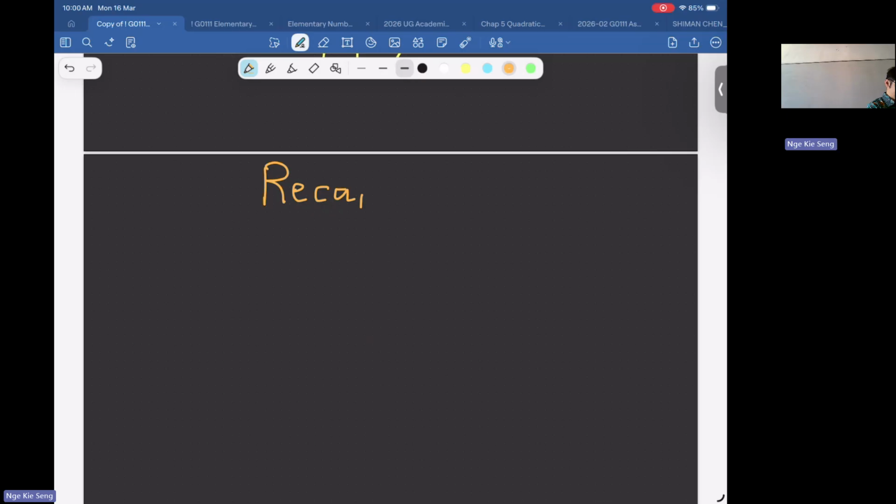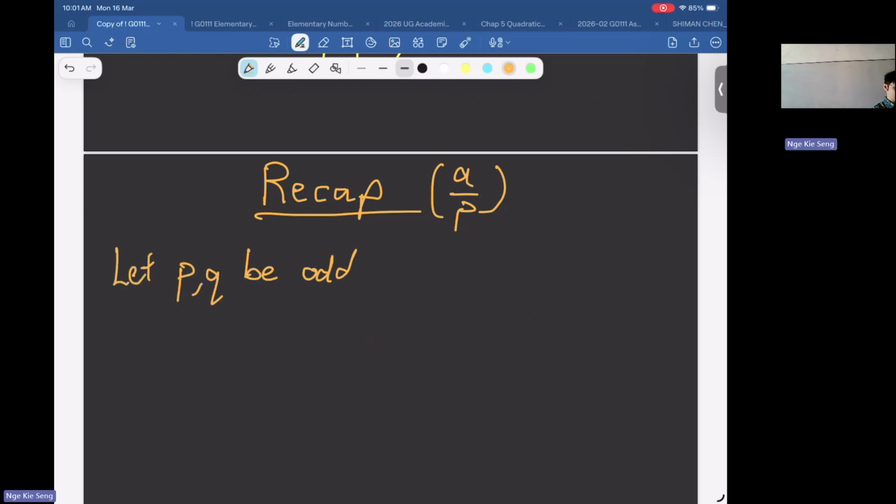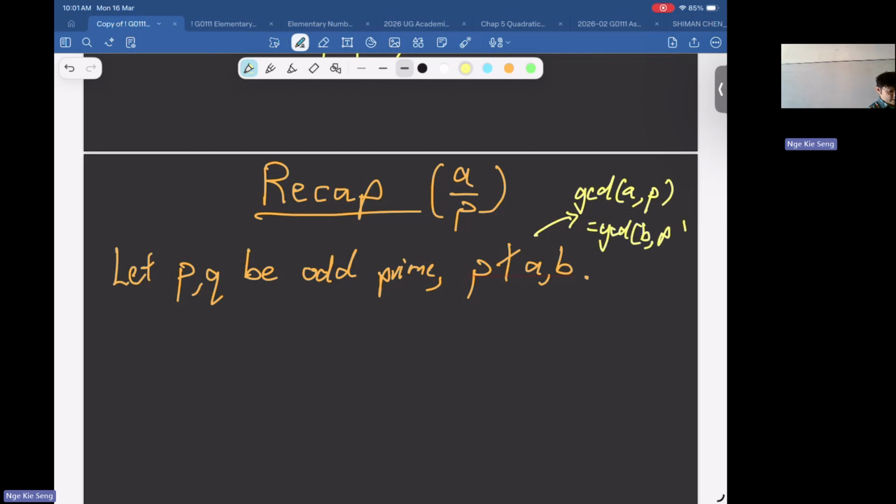Okay, so let's do some recap on the Legendre symbol. We learned a few ways to compute this, to decide whether a number is a quadratic residue. So let p, q be odd primes, and p doesn't divide ab. There's one thing I want you to note here: if p doesn't divide ab, this actually implies that the GCD of a with p or the GCD of b with p is 1.